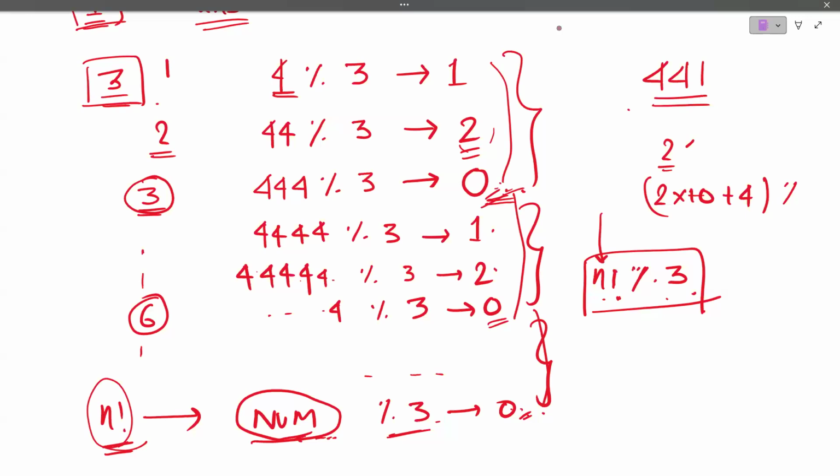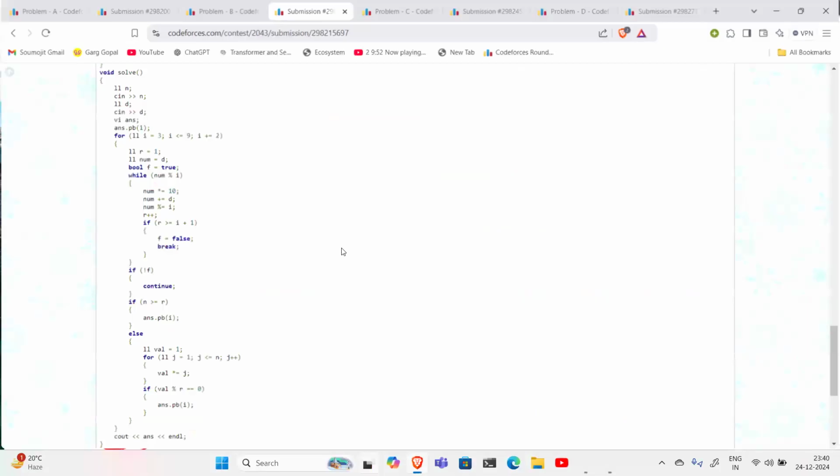So the simple idea to do this is check whether n is greater than or equal to 3 or not. If n is greater than or equal to 3, then I know that n factorial is divisible by 3. So you can simply return yes. And if n is less than 3, then I know n is small. Then why not compute this value n factorial? And then do the actual check n factorial modulo 3. So that is what I have done in the code.